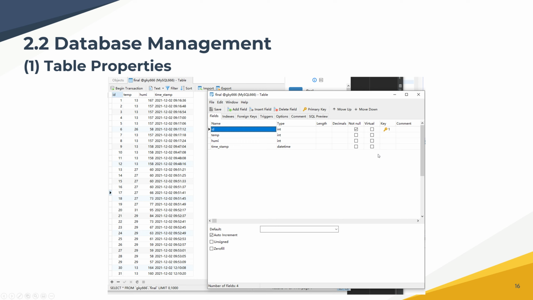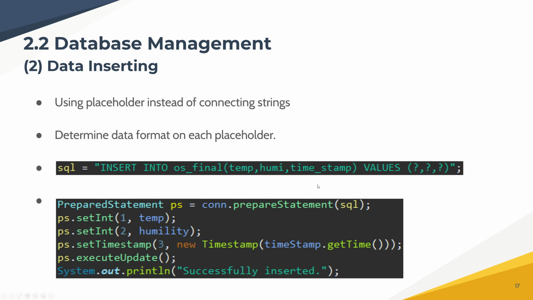Here are the table properties. We have the ID, which is the auto increment primary key. We have the temperature and humidity, both integers, and we also have the timestamp in a datetime format. For inserting the data into the database, we are using placeholders instead of connecting strings, instead of using multiple inserts. This is basically used to avoid SQL injection attacks.